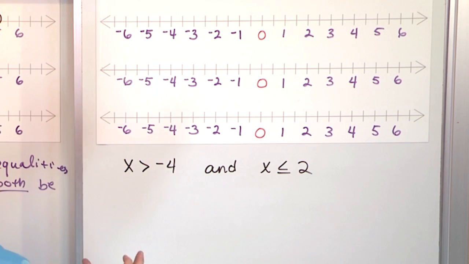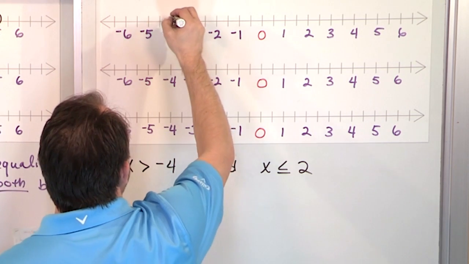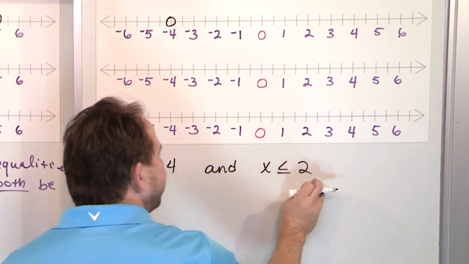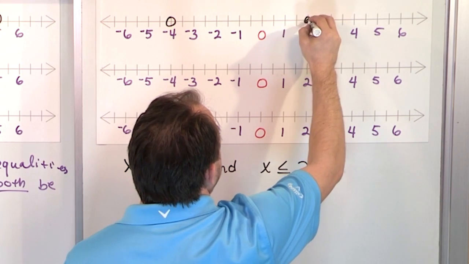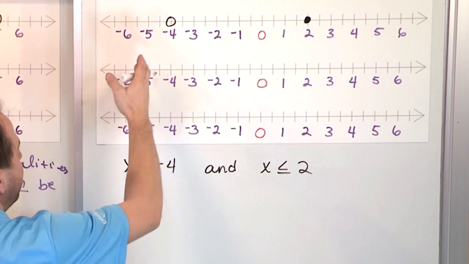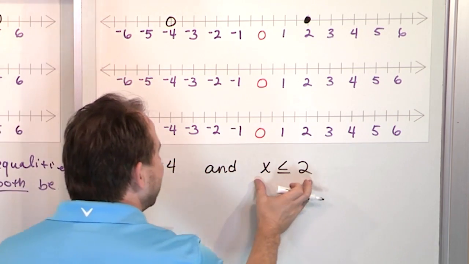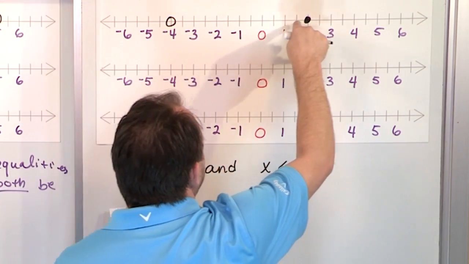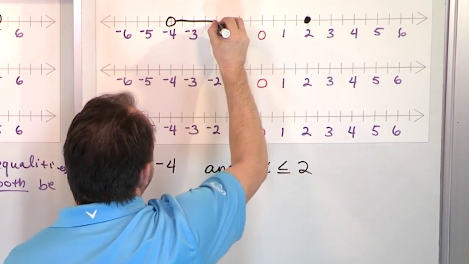So first, before we do anything else, let's graph it. -4, let's find it with an open circle. We'll put an open circle here. And +2, we'll put a closed circle because it includes the number 2. So we have open circle, closed circle. We're saying greater than -4 and less than 2. Greater than -4, oh, we have to stop here because it also has to be less than 2. So that means we will shade in between here.